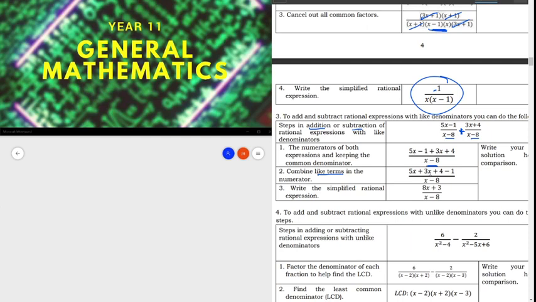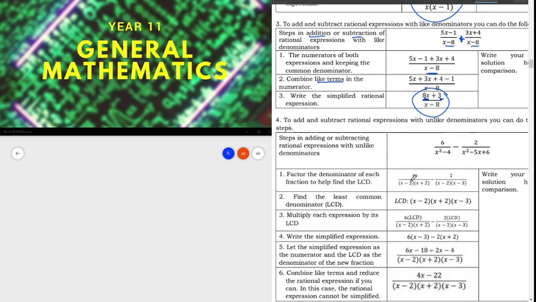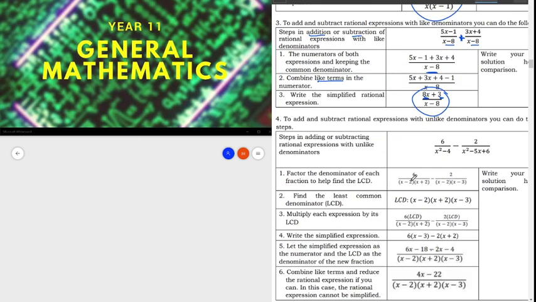So we move 3x beside 5x because they are like terms, and it's easier for us to solve. So 5x plus 3x, we have 8x. 4 minus 1 is 3. Then you copy the denominator. So that is how to add a rational expression. Maybe you have your own way in solving this one, but this is much easier. Okay, well, let's have the subtraction.